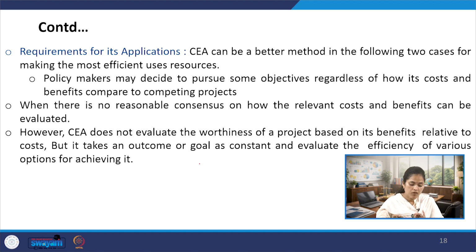However, although there are situations where cost effectiveness analysis can be used, or there is an argument to use it, this analysis does not evaluate the worthiness of a particular project or policy based on its benefits in comparison to its cost. It takes the outcome or goal as constant, just like in this example, 5% effectiveness, that is a 5% reduction in CO2, and evaluates the efficiency of different options for achieving this particular target.